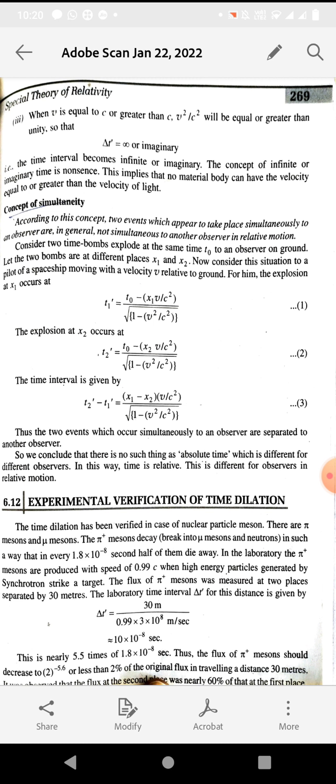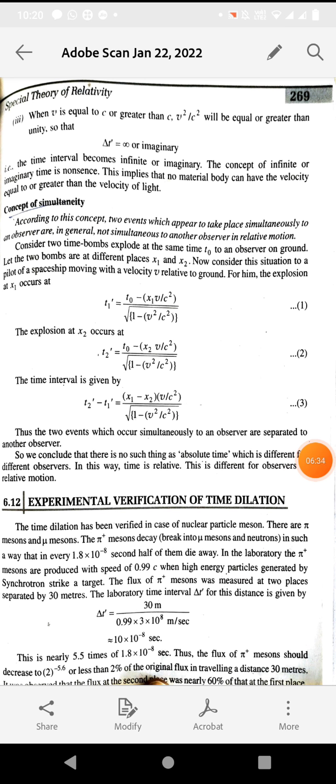These concepts we have learned: Lorentz transformations, Lorentz transformation equation applications, the Michelson-Morley experiment, Galilean transformations, Galilean inverse transformations, where they are applicable, and what the postulates of the special theory of relativity are.